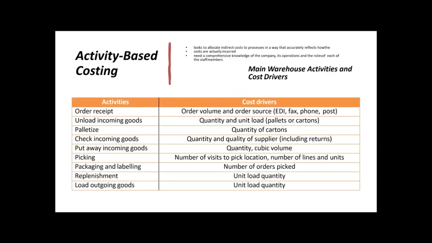When looking to introduce an ABC model, you need to have a comprehensive knowledge of the company, its operations, and the roles of each of the staff members. This is normally conducted by observing the operations for a period of time and recording how long it takes for each activity. A good guideline for selecting the cost drivers that most accurately reflect the cost of performing an activity is to ask people who do that work what would increase or decrease the time and effort required to do their job. Here's an example.